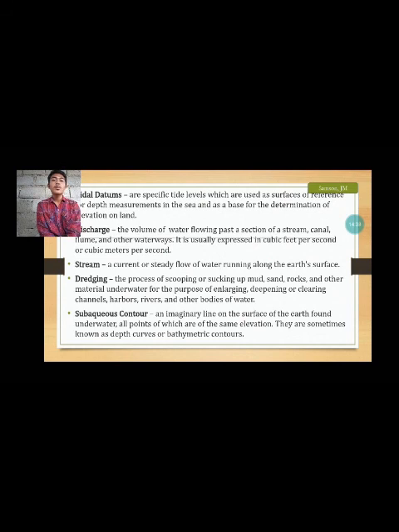Dredging. The process of scooping or sucking up mud, sand, rocks, and other material underwater for the purpose of enlarging, deepening, or clearing channels, harbors, rivers, and other bodies of water. Subaqueous contour. An imaginary line on the surface of the Earth found underwater, all points of which are of the same elevation. They are sometimes known as depth curves or bathymetric contours.